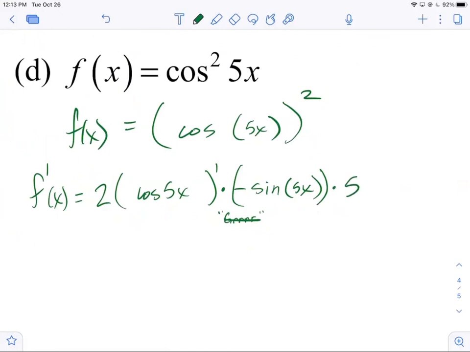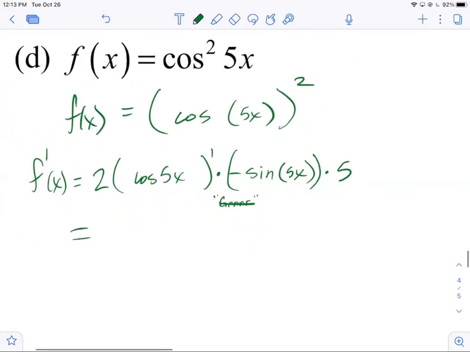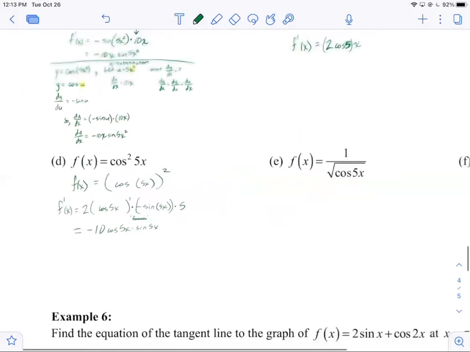And we saw one like this. You can actually use the double angle identity to condense it, or you can just bring the negative 5 out front with the 2 and call it negative 10 cosine 5x times sine of 5x. There you go. A, B, C, D, E comes next.